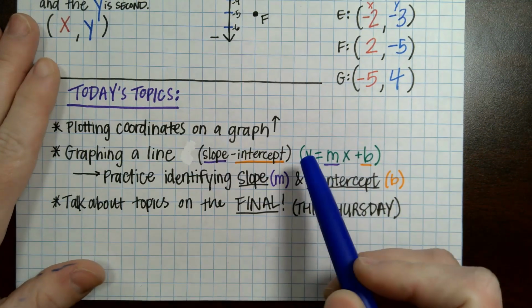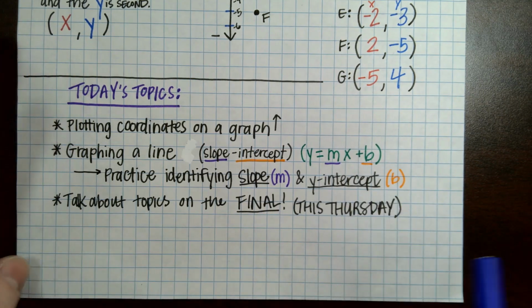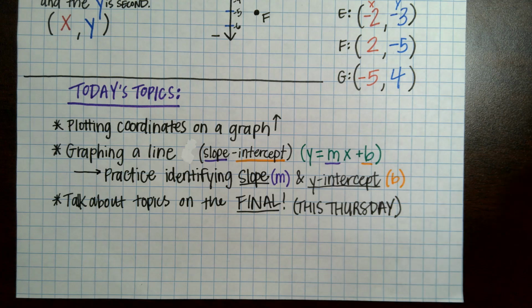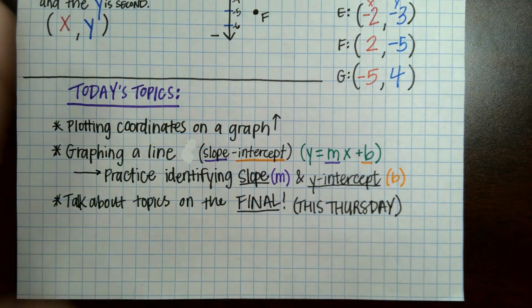We have that in the form y equals mx plus b. Sounds scary, but you guys are so smart. You'll know how to do it so quickly. And you're going to feel like $100 million, because I know you'll be able to do it easy. Okay, so we're going to practice that today.